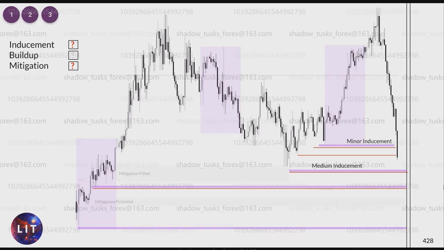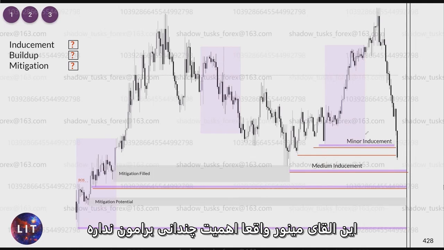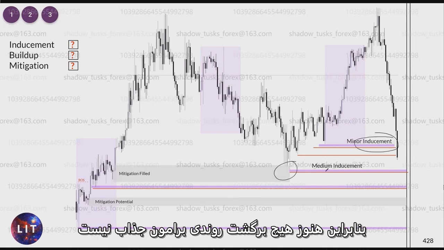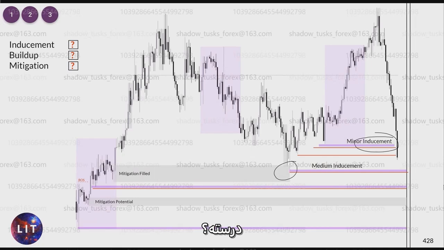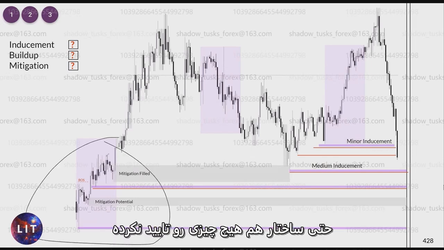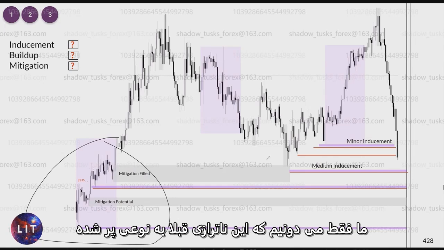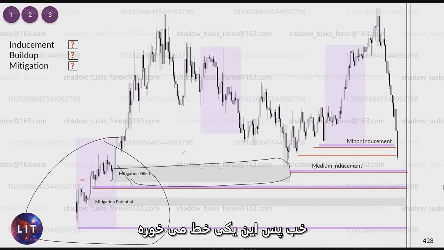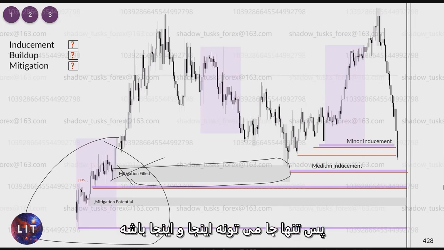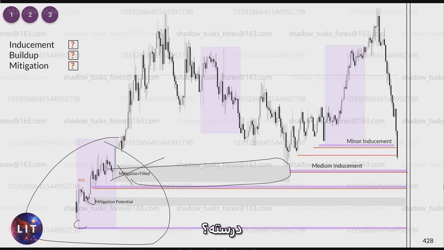So guess what? Question mark, question mark, question mark. We don't really care about this minor inducement because we're not even in the medium yet. So we're not even interested in any sorts of reversals yet, right? Not even structure, confirmed, anything. We only know that this is kind of mitigated already. So this falls away anyways because this is already mitigated. So the only place could be here and here, right?